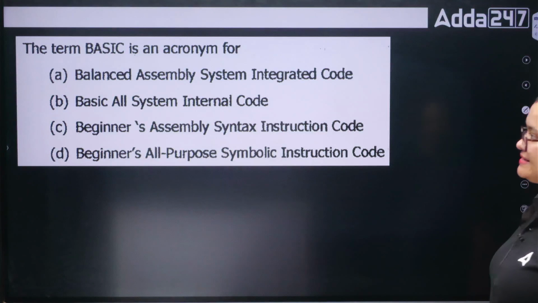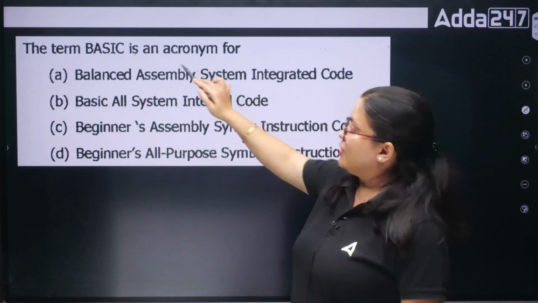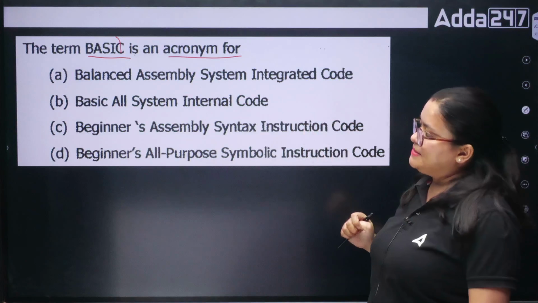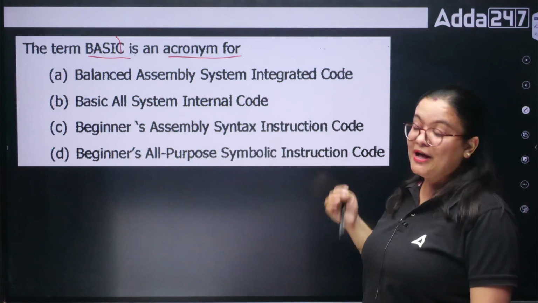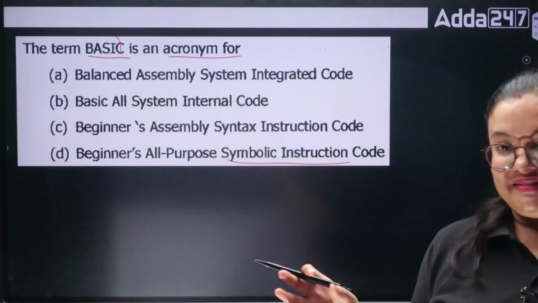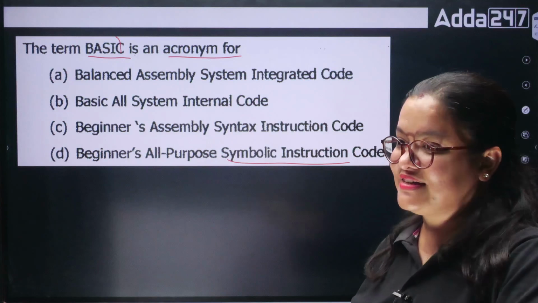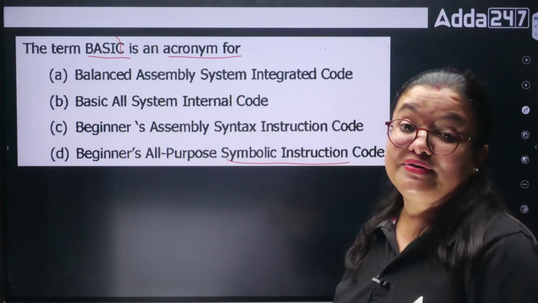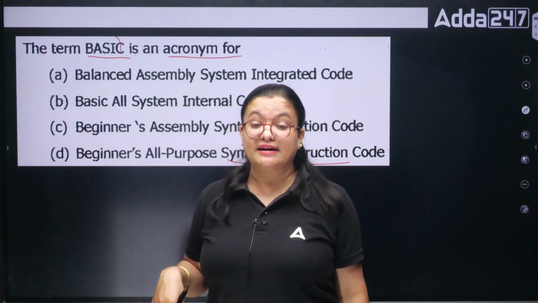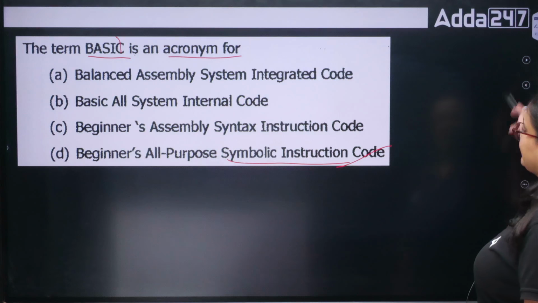Next, the term BASIC is an acronym for, yes, acronym, question 1 or 2 always comes up in your computer exam, full form. Today I have asked about BASIC. What is the full form of BASIC? Balance assembly, basic all system, beginners assembly, or beginners all purpose symbolic instruction code. When we say the word basic, we usually use it everywhere, like it is a very basic task. But in terms of computers, what is the full form of BASIC? The full form is Beginners All-purpose Symbolic Instruction Code.